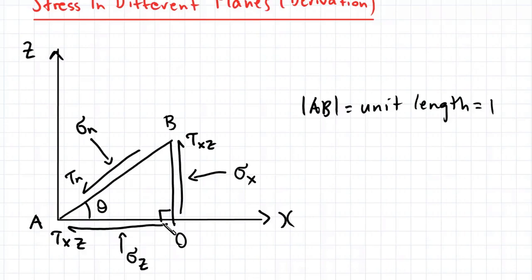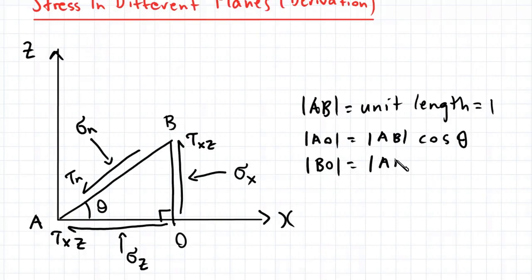So using trigonometry, we know that AO equals the length of AB multiplied by cosine theta. And similarly, the length BO is equal to the length AB multiplied by sine theta. We can also assume unit depth going into the page.